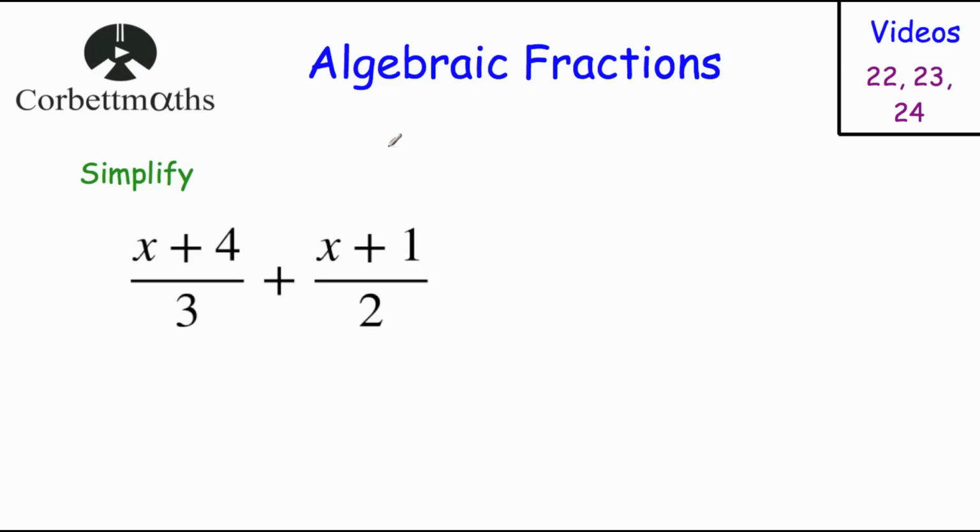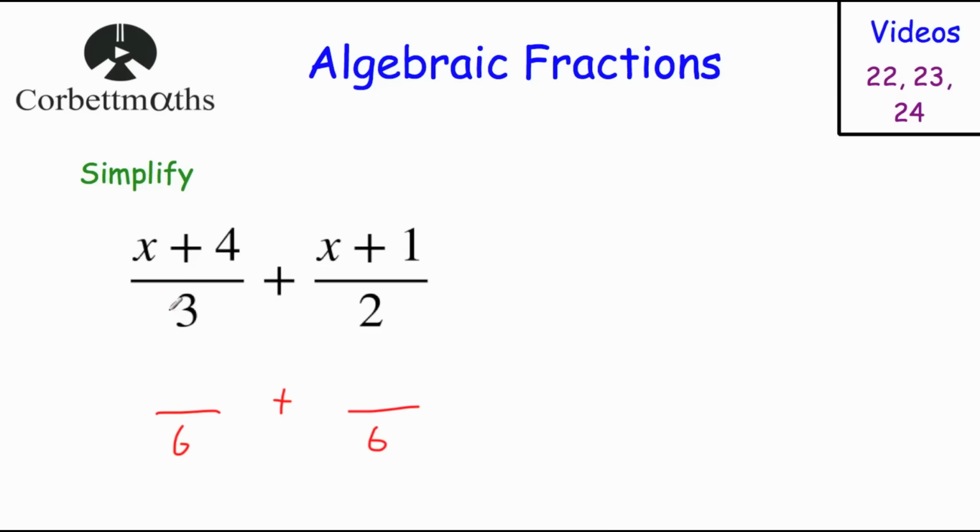Okay, so we've looked at simplifying algebraic fractions, we've looked at multiplying them and dividing them. Let's look at adding and subtracting them. So our question says simplify (x plus 4) over 3 plus (x plus 1) over 2. So to add algebraic fractions, they need to have the same denominator. If we had 3 and 2, a common denominator would be 6, so 6 and 6.